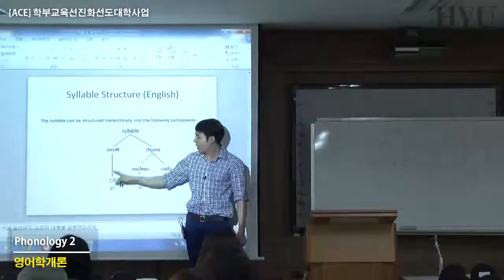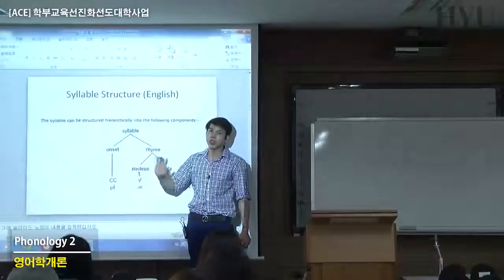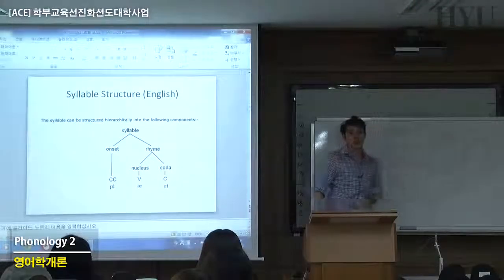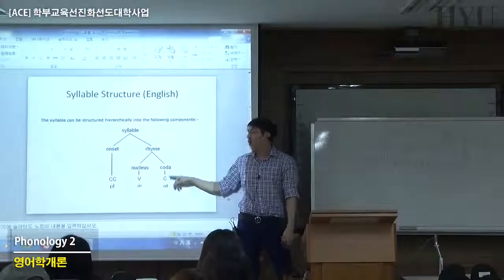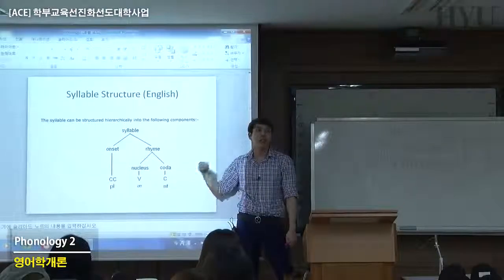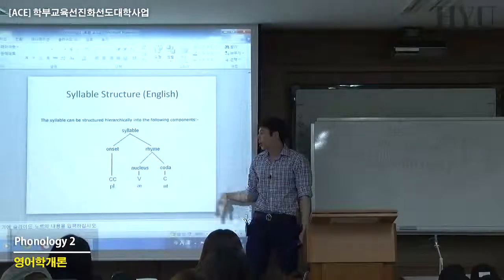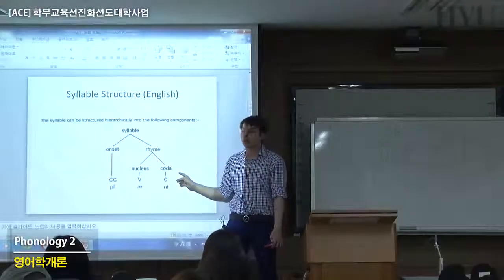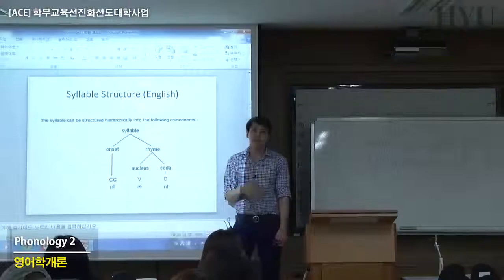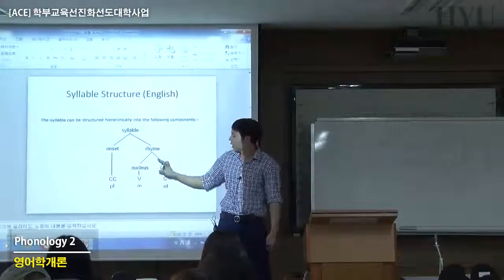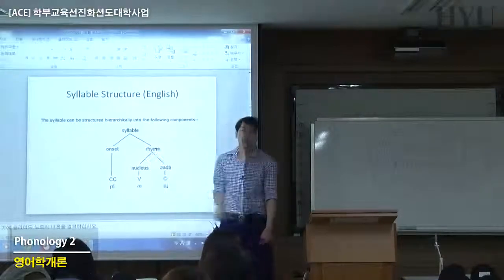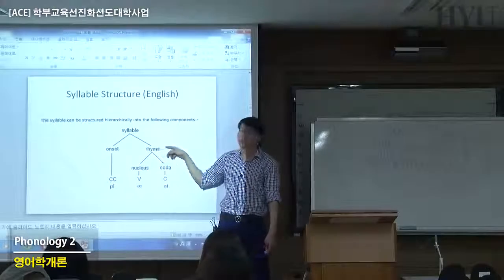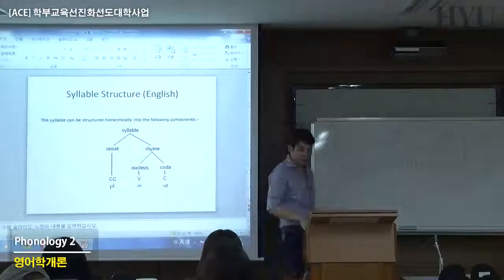An onset could be one consonant, two consonants, or three consonants, as in this chart. A coda could also be one, two, or three consonants, doesn't matter. You can have an onset and a coda, but you must have a nucleus, okay? And the nucleus and the coda together, we call them the rhyme, or R-I-M-E. You can spell it R-H-Y-M-E or R-I-M-E, same thing.